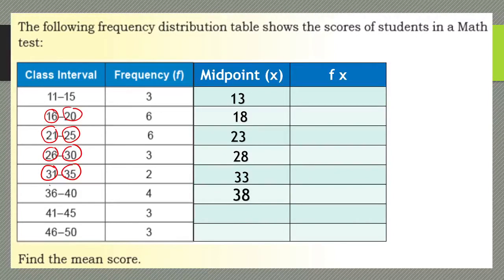38 for 36 to 40. What about 41 to 45? 43. What about 46 to 50? 48. Okay, next thing to do is what? Okay, what is the product of the frequency and the midpoint? We have 3 times 13. 39. 6 times 18.